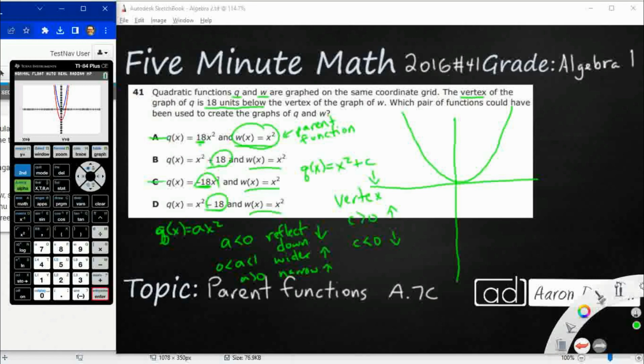So what we did here, if this is the function W of x, then your same function is going to be down here. This is going to be your q of x. Same shape, because we're not modifying it with an a in any way. We're literally just moving it down 18 points. So our answer here is going to be D.